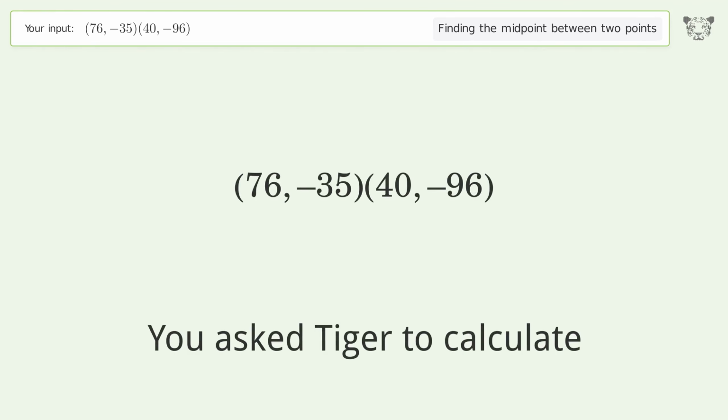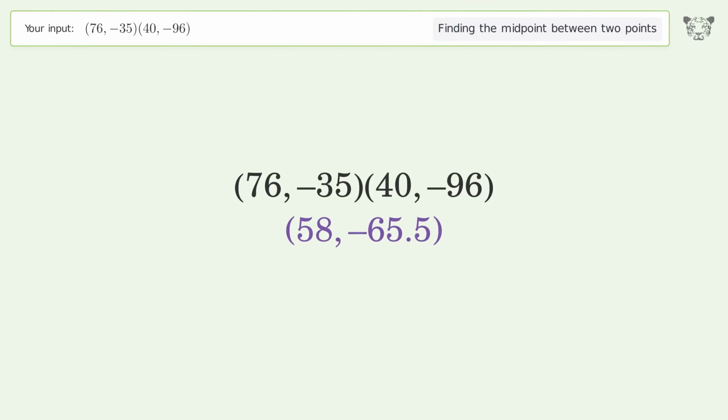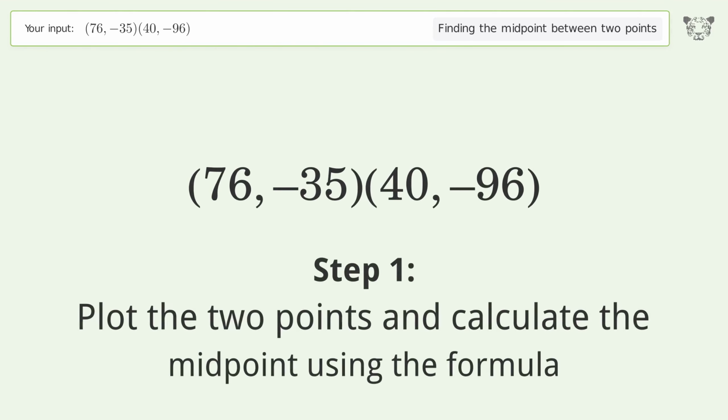You ask Tiger to calculate. This deals with finding the midpoint between 2 points. The midpoint between the 2 points is 58, negative 65.5. Let's solve it step by step. Plot the 2 points and calculate the midpoint using the formula.